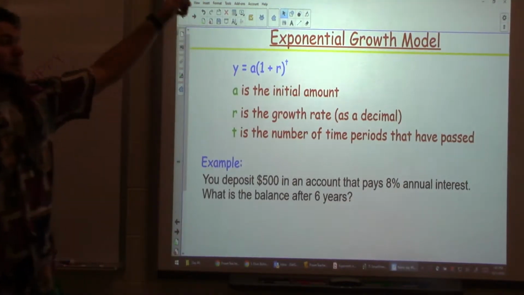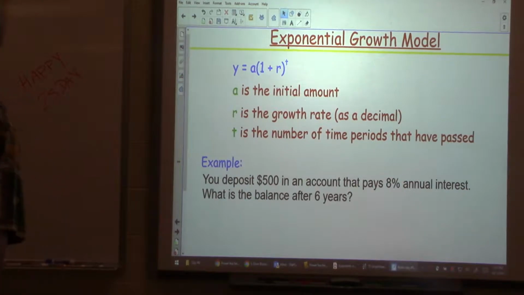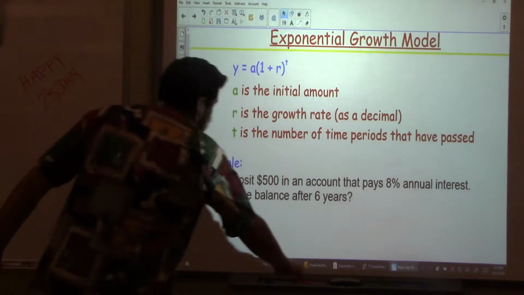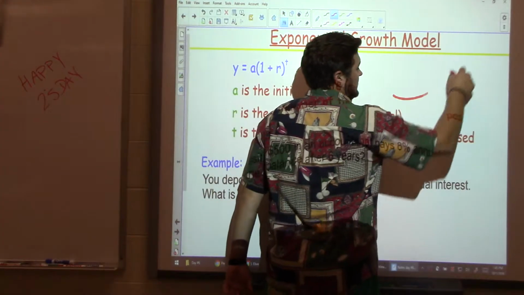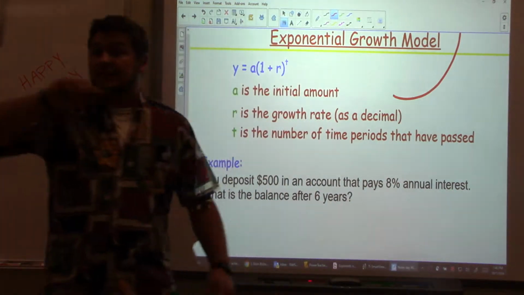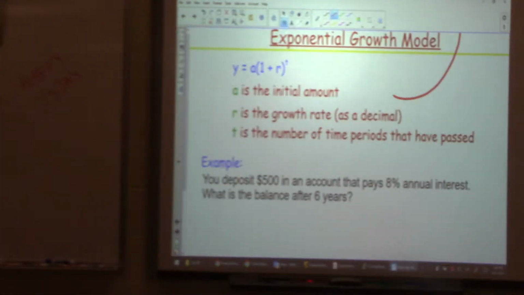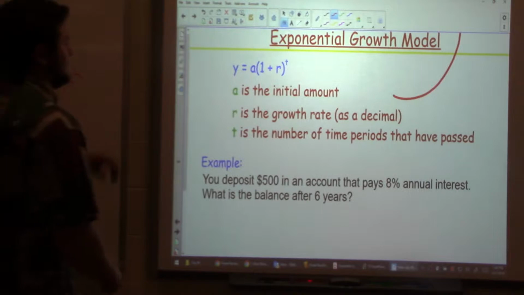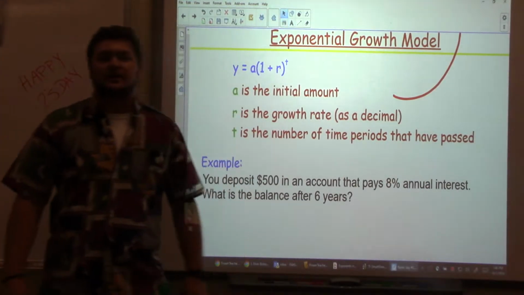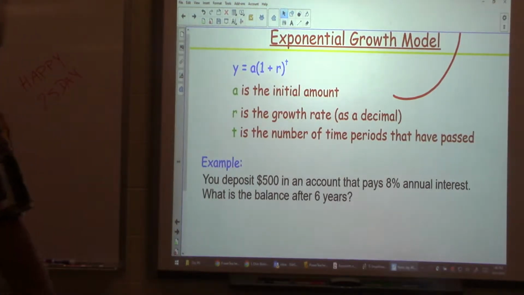First and foremost, we're talking about exponential growth, an exponential growth model. Exponential growth on a graph looks like that. It grows exponentially. It grows bigger and quicker and quicker. So, first and foremost, y equals a times 1 plus r to the t power. What all that means: y is obviously your desired outcome, like where you want it to end. A is your initial amount. What did you begin with?